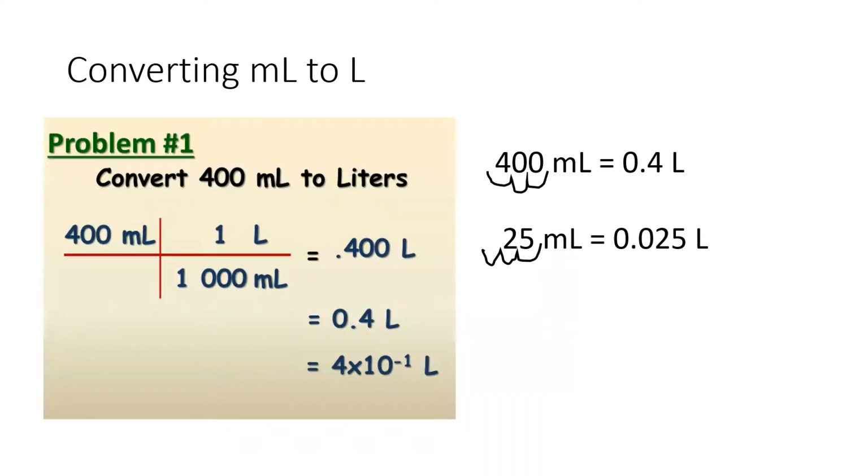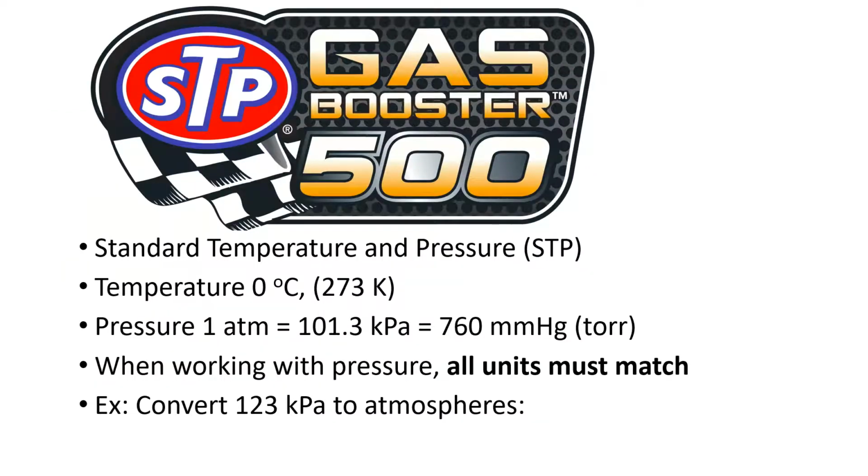So first of all, if you got to convert milliliters to liters, you just move that decimal 3 places, right? Move it over 3 places, so that's 0.025. Move it over 3 places, so it's 0.4 liters, right? If I give you milliliters, it's always good to put it in liters. That's a standard unit for volume.